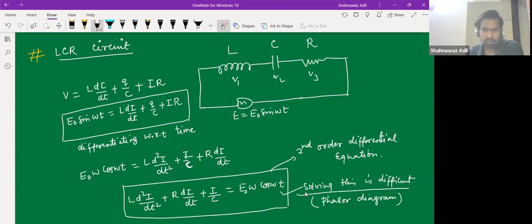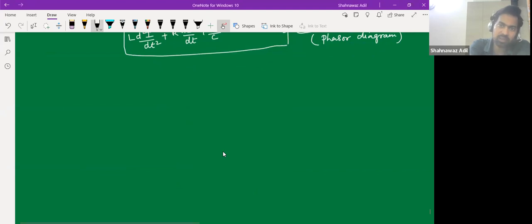So we were only discussing how to solve this LCR circuit. The analytical method is very complicated, so we will use the phasor diagram to solve this one. So, use of phasor diagram.